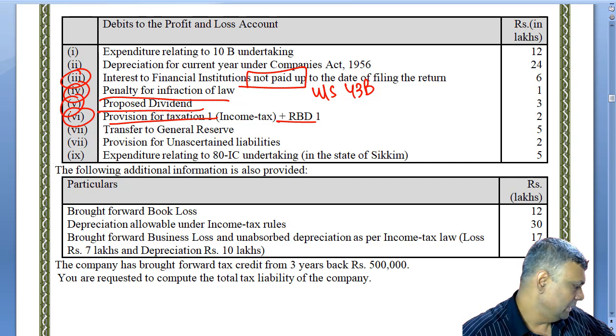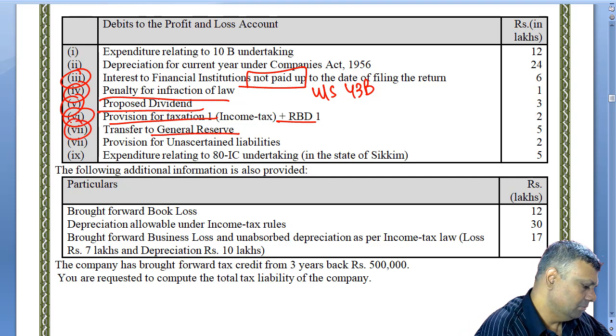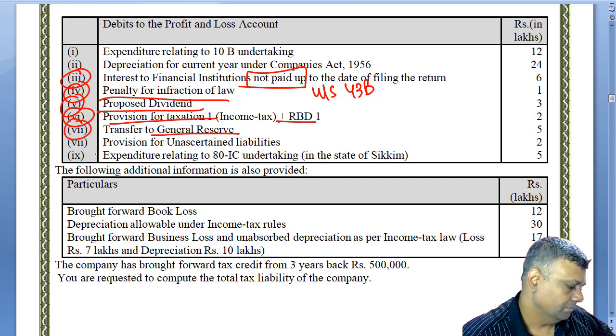So, interest to financial institutions, penalty for infraction of law, proposed dividend, provision for income tax, and the reserve for bad debts. Let me do this much of adjustment, or maybe even transfer to reserves. I can take it up, but that is not an expense item.